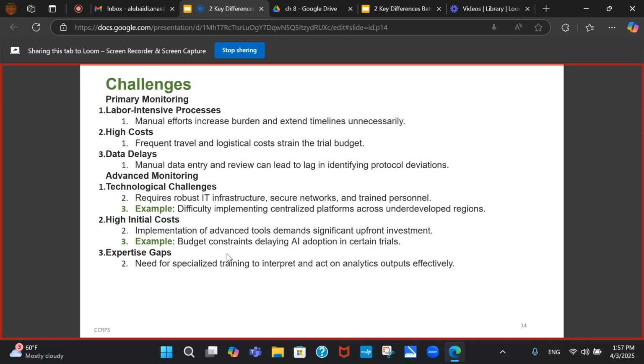Expertise gaps, needs for specialized training to interpret and act on analytics outputs effectively. Of course, with any advanced technology that is being implemented and applied, we need adequately trained professionals in order to deal with such a highly tech method or strategy.